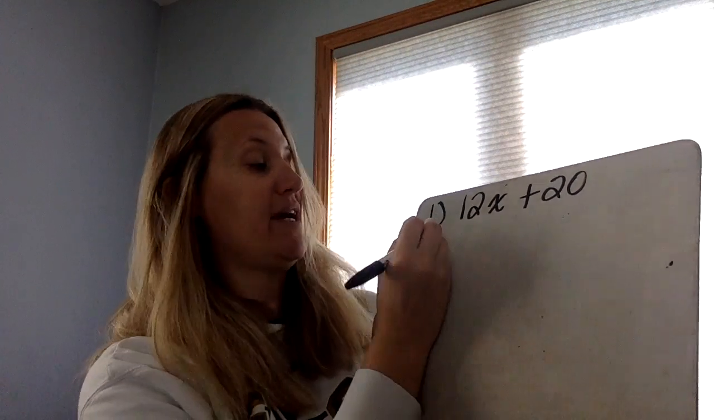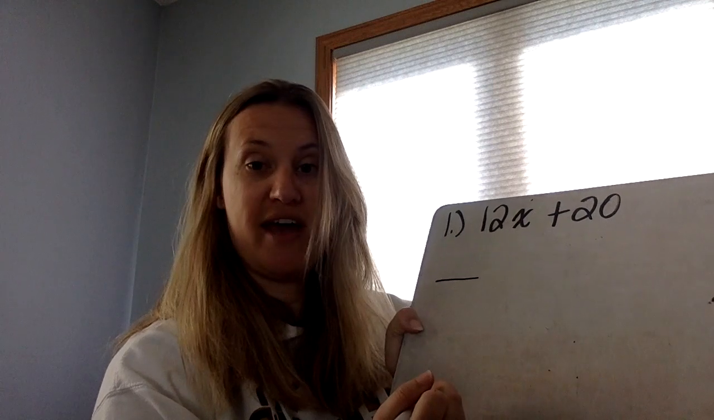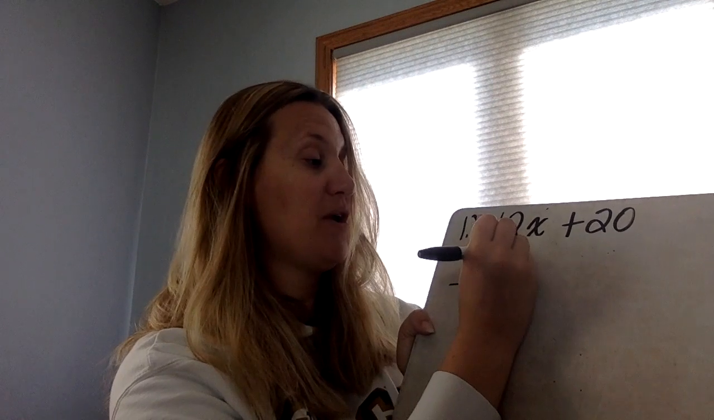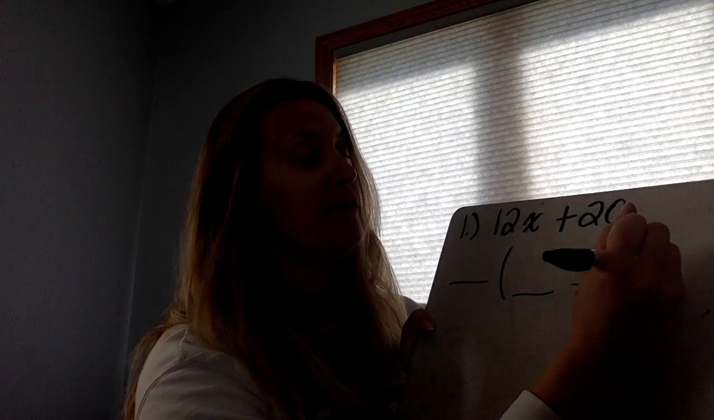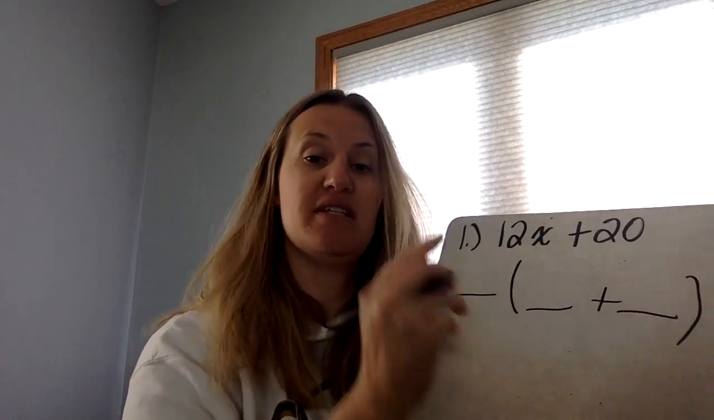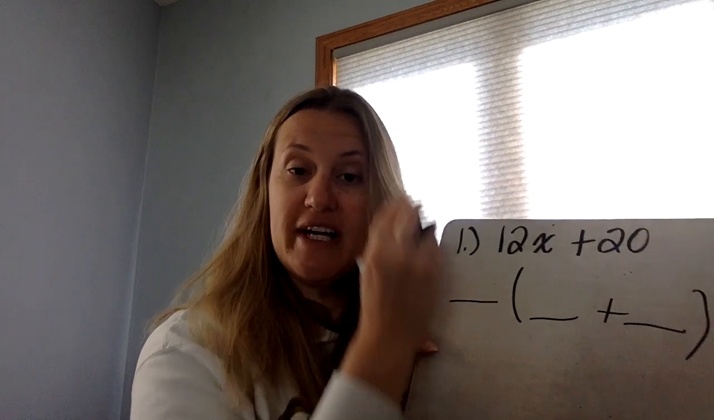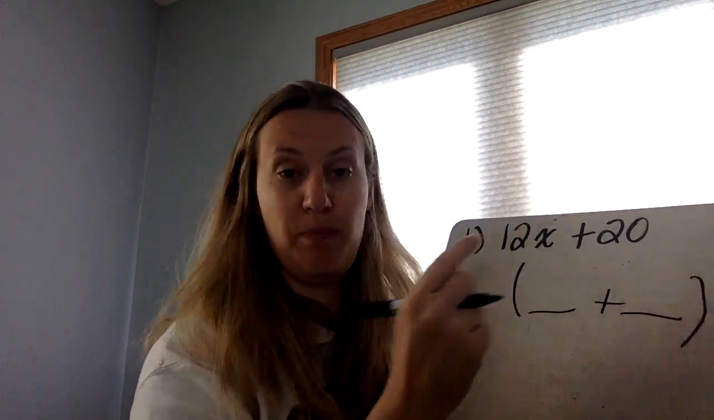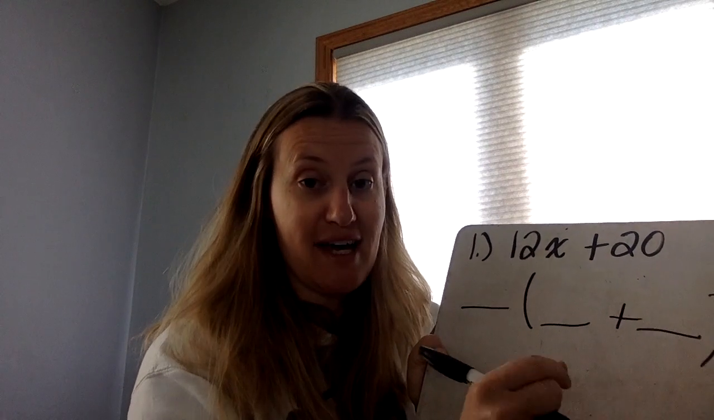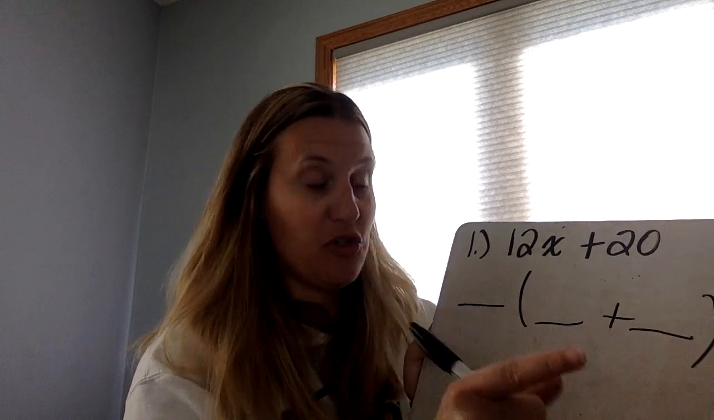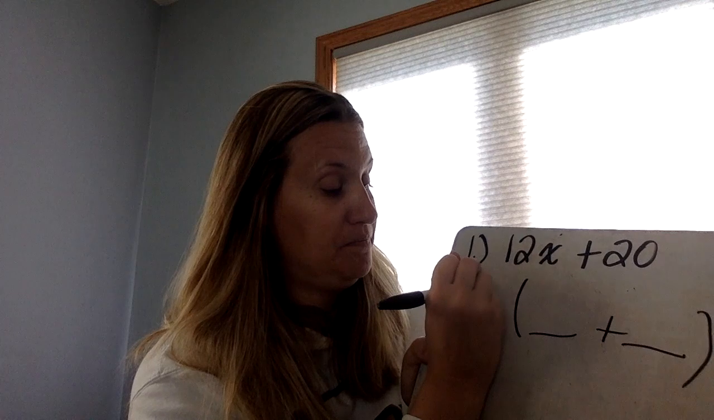So what did it look like? I'm going to have a number outside of the parentheses, and because there's 2 terms here, there'll be 2 terms inside of the parentheses. Remember, what goes here is your greatest common factor of these 2. So the first thing I do is look at the numbers, 12 and 20. The greatest common factor of 12 and 20 is 4.